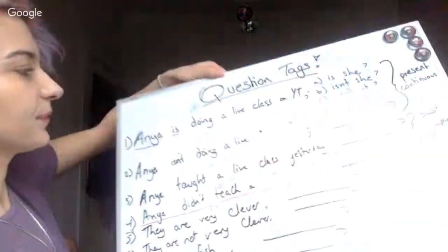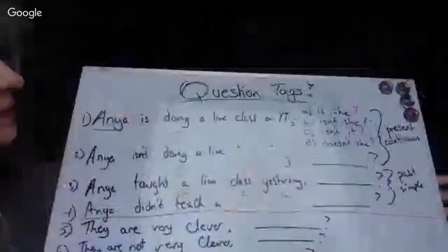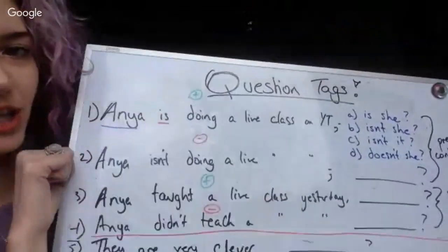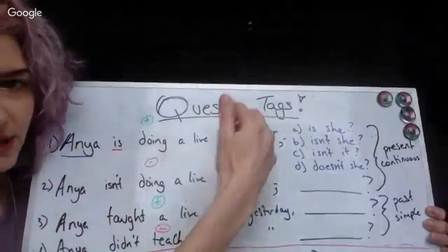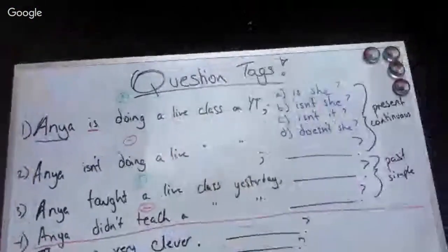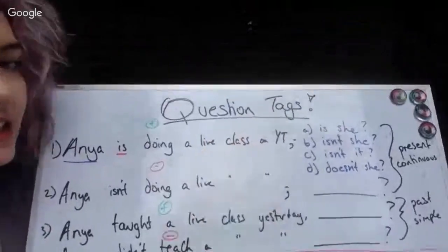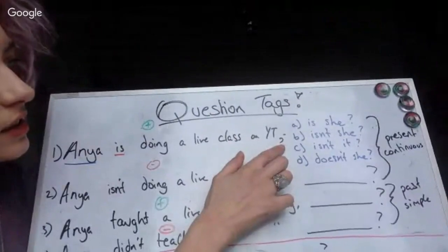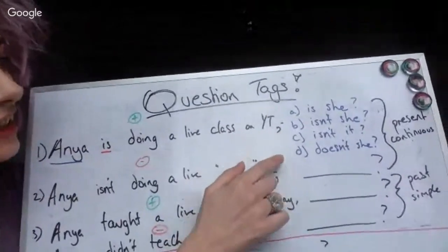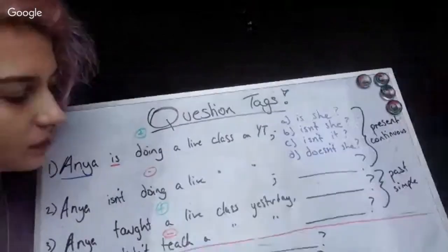All right, here we go. Okay, so if we look at number 1, this was the question. Anya is doing a live class on YouTube this Saturday. And the 4 options were A, is she? B, isn't she? C, isn't it? And D, doesn't she?